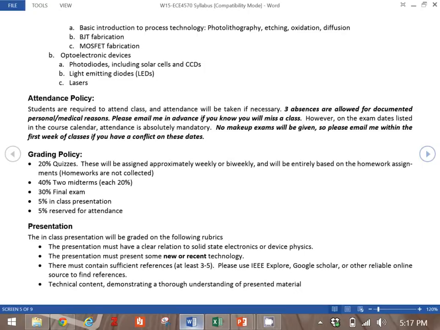About the grading policy, we only have a few minutes left here, and I just want to finish up the syllabus real quick. 20% will be on quizzes. The quizzes will be given weekly or bi-weekly and will be based entirely on homework assignments. The homework assignments themselves will not be collected. I post the homeworks online. I also post the homework solutions online.